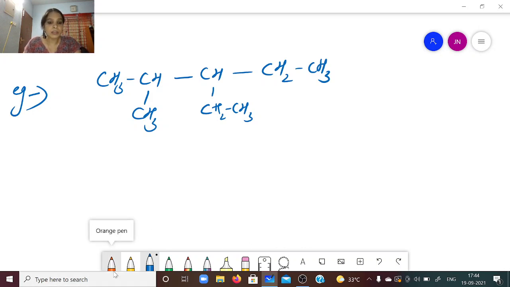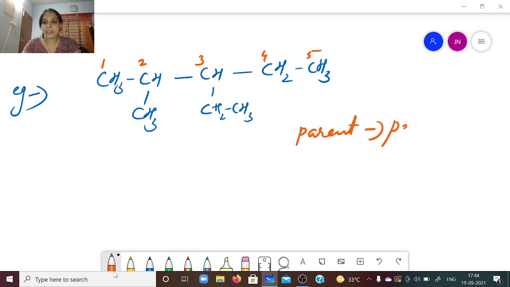Now, how to name this? We will see. See, branches should get the lowest number. So I should count from here. 1, 2, 3, 4, 5. Okay. So this is a straight chain with 5 carbons. So what is the parent? Parent carbon is pentane. Now, branches are on the second carbon. On the second carbon we have CH3, one carbon. So it is methyl.